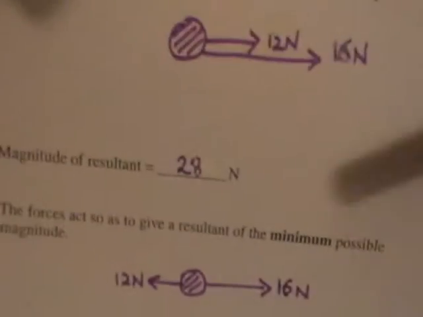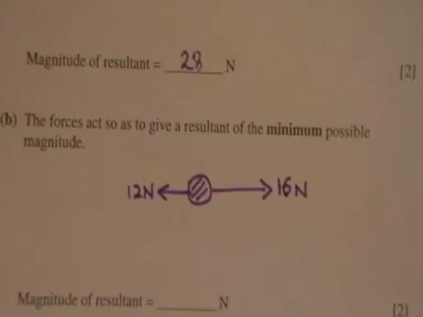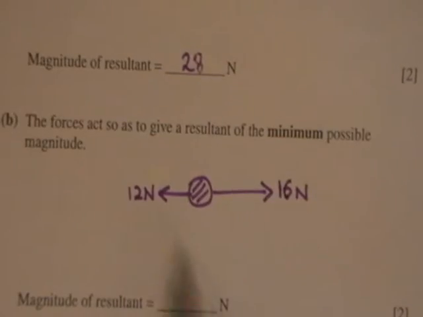Okay, and then part B, the forces act to give a resultant of the minimum possible magnitude. So you've got 16 in one direction and 12 in the other. 16 take away 12 gives you 4.